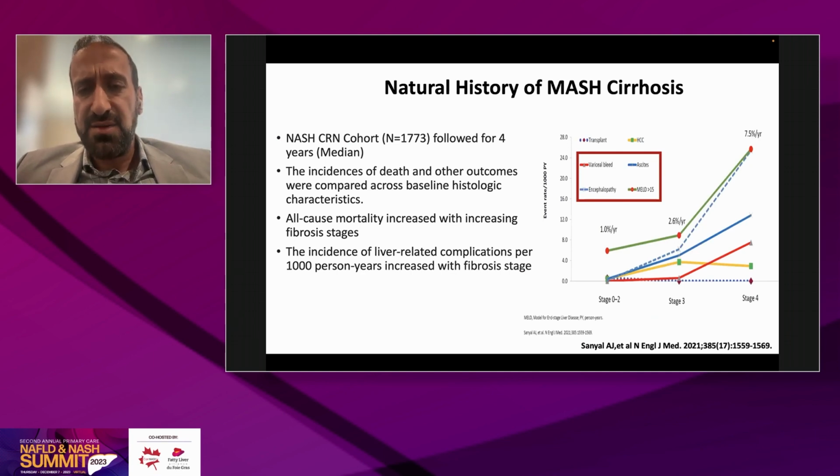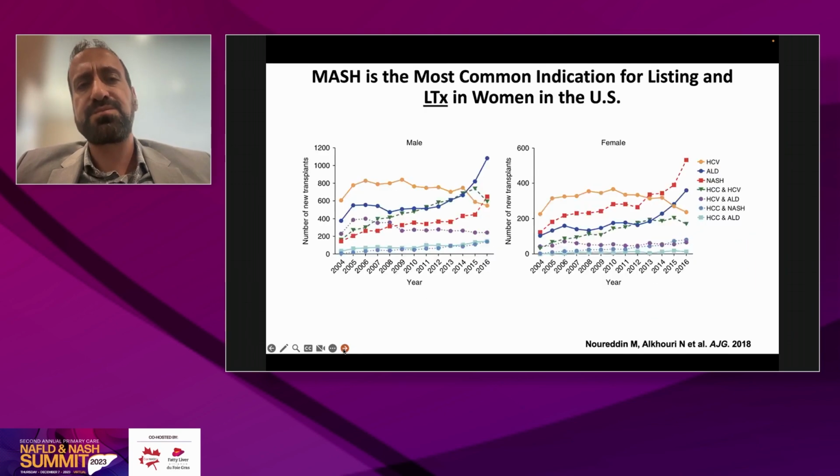So this is something I use in my clinic when I see patients with MASH cirrhosis. When they ask me what's going to happen, I say that on a yearly basis, every year you have a 7.5% chance of developing decompensation, which means that we may need to have a transplant conversation. So this is important to provide some prognostic information for your patients.